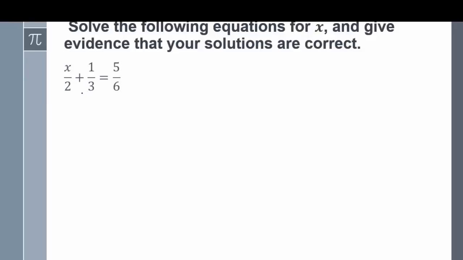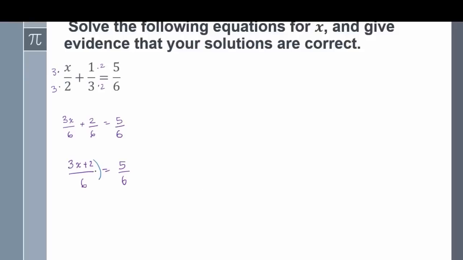The least common multiple of 2 and 3 is 6, so I'm going to multiply x over 2 by 3 for the numerator and denominator, and I'm going to multiply 1/3 by 2 for the numerator and the denominator. When I do that, I get 3x over 6 plus 2 over 6 is equal to 5/6. I can combine the numerators to get 3x plus 2 over 6 is equal to 5/6.